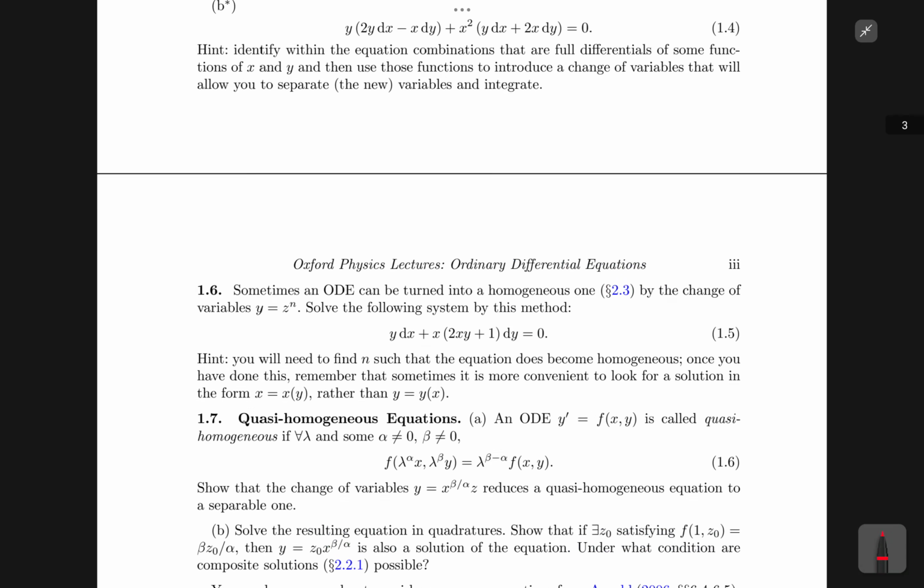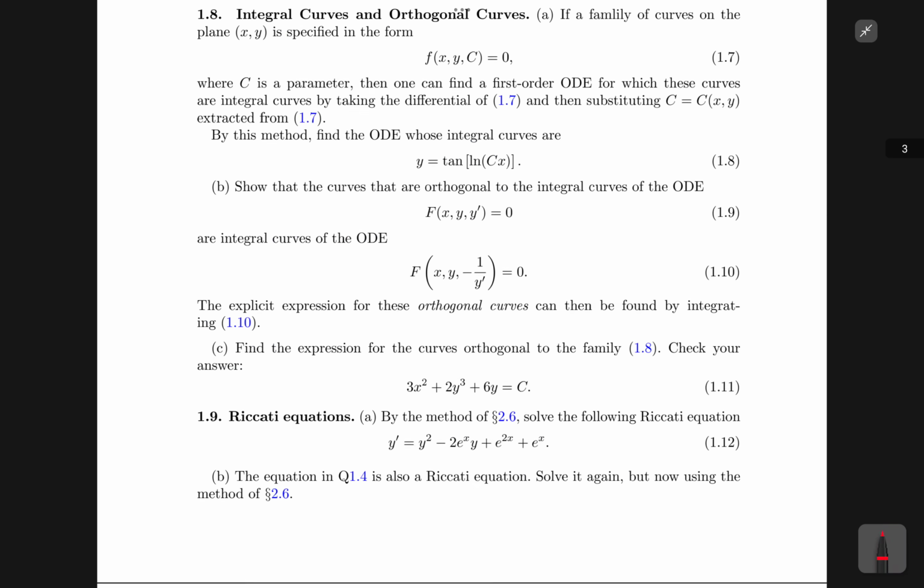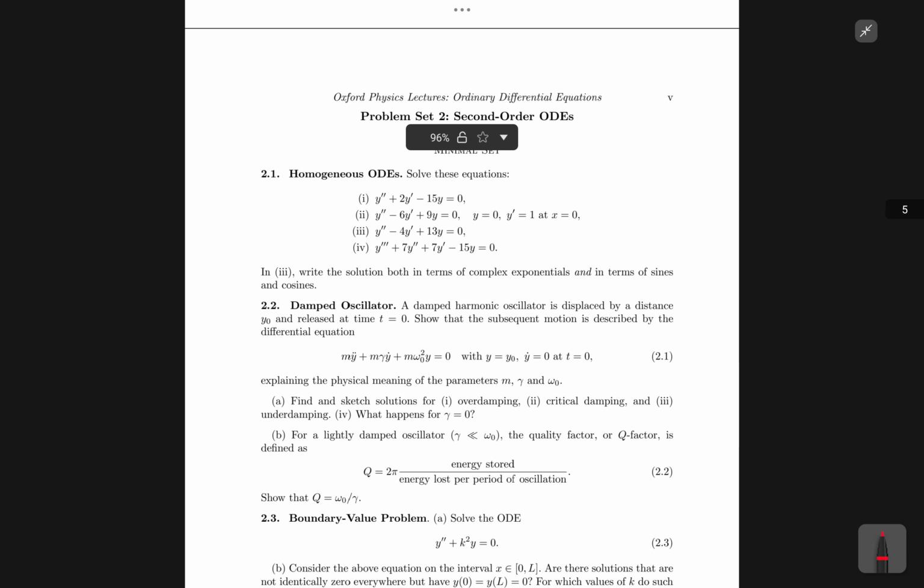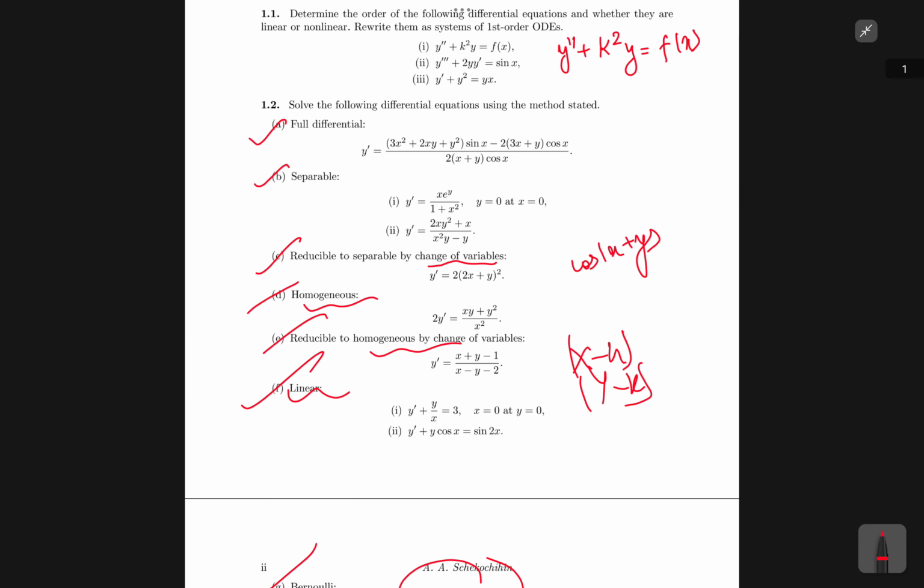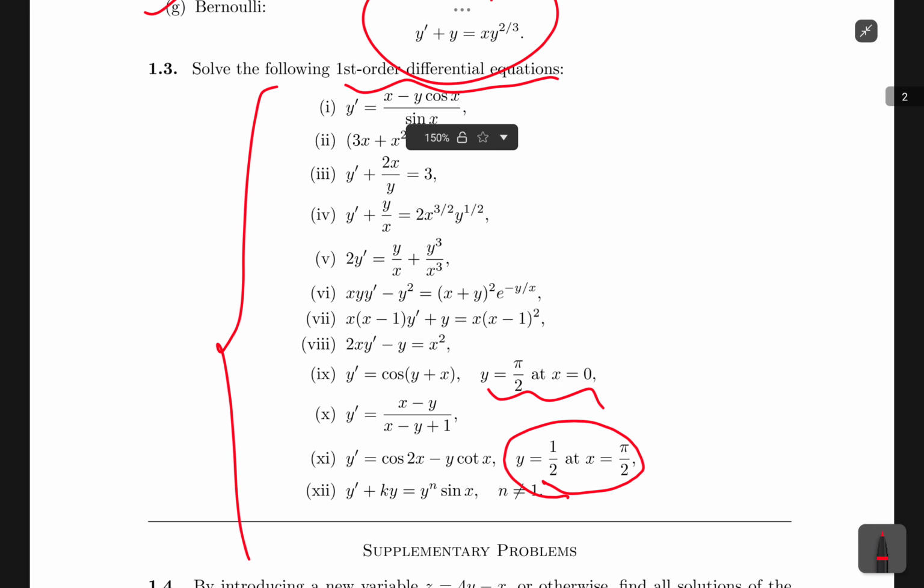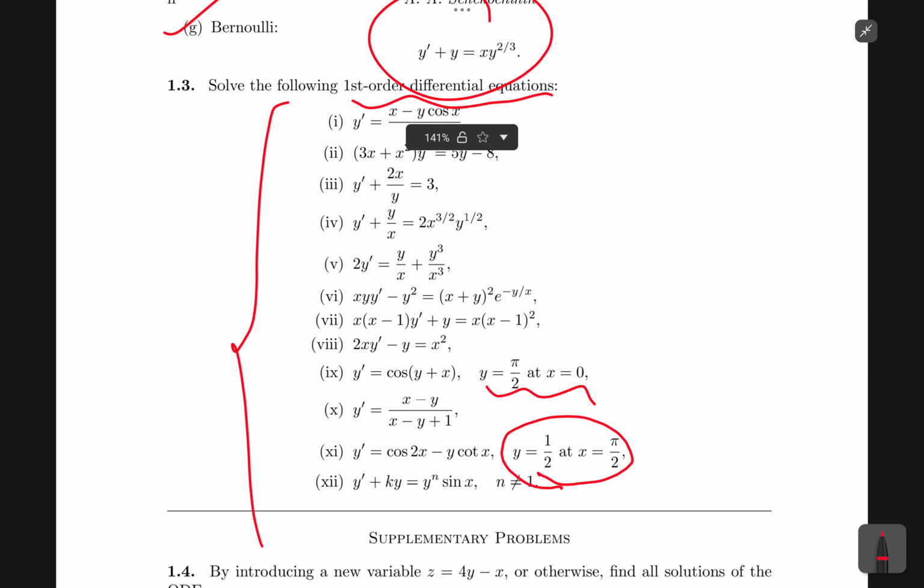This is from Oxford Physics Lectures, Ordinary Differential Equations. So I think this is probably engineering mathematics, but yeah, if you like it, you can at least solve the first order differential equations, which are in your JEE Advanced syllabus, and these are pretty much relevant because it doesn't get harder than this. So yeah, thanks for watching.